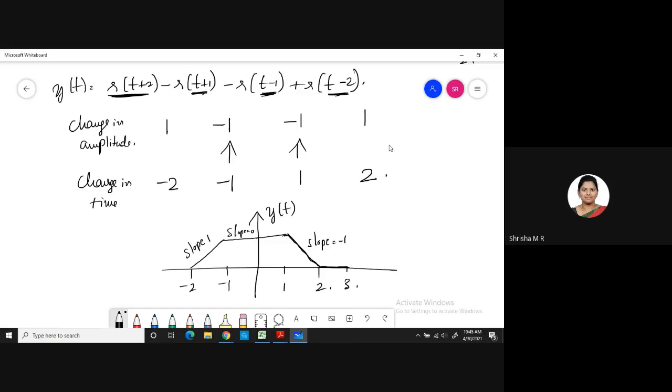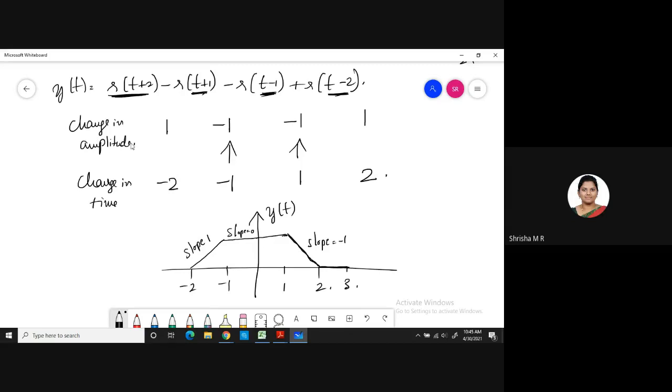Is it clear, everyone? Yes, ma'am. So you can use this method also, or the one which I taught you. You're free to use any method. Yes? Explain the plotting using that table. The table, ma'am, that you wrote, change in amplitude and change in time.